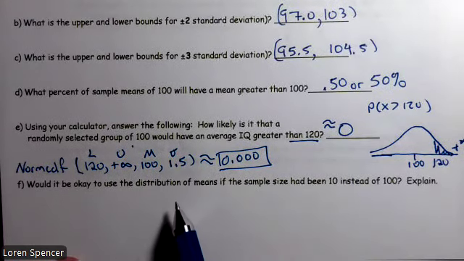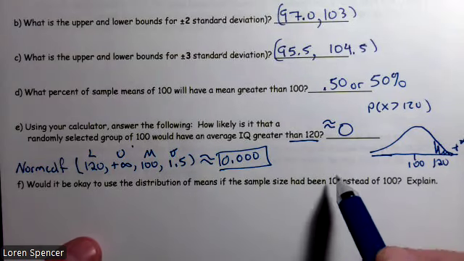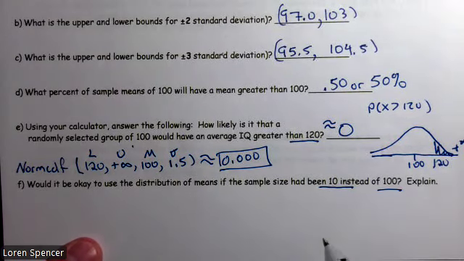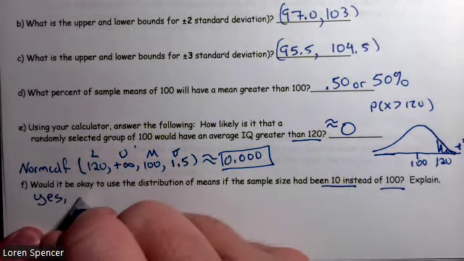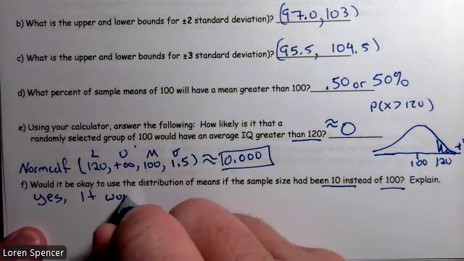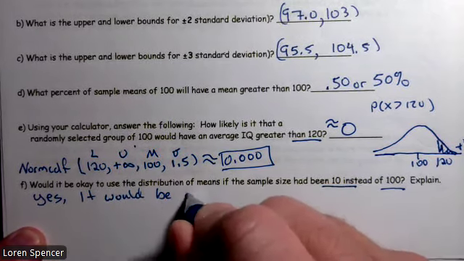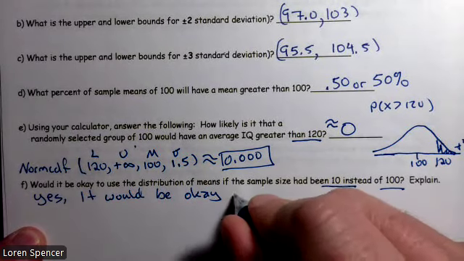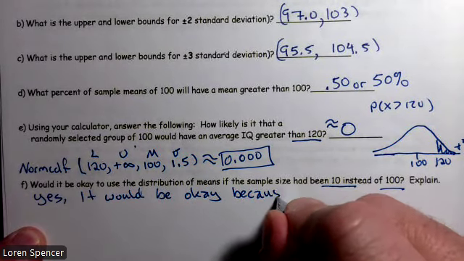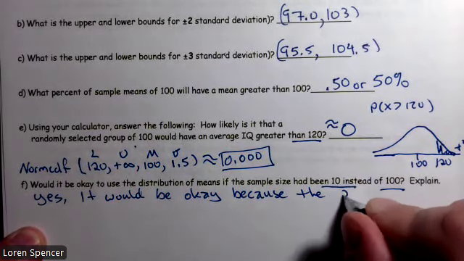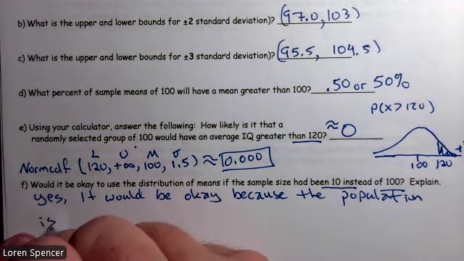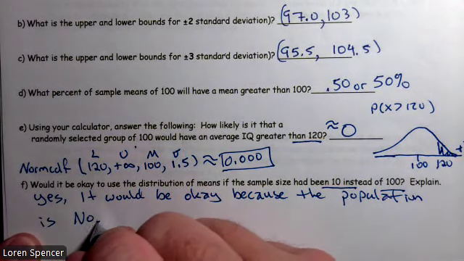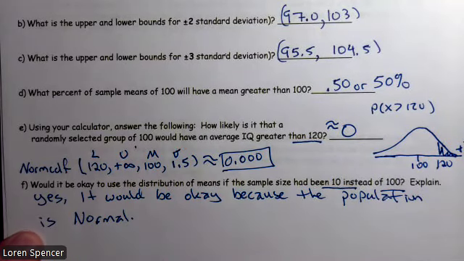Next thing: would it be okay to use the distribution of means if the sample size had been 10 instead of 100? And the answer is yes, it would be okay because the population is normal.